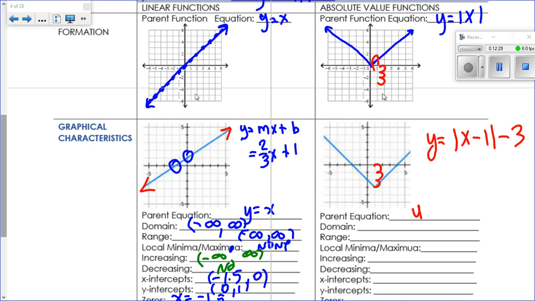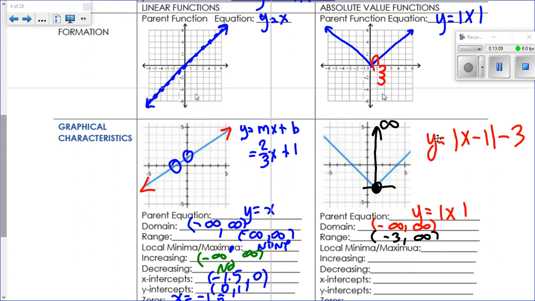So the parent equation of absolute values is y equals the absolute value of x. The domain is always negative infinity to positive infinity when it's in that form. Now the range, you have to be cautious. Look at your most bottom point. Where does it bottom out? Right here. It starts here and it's filled in because the valley is continuous, and it continues upward no matter what towards positive infinity. So my range is negative 3 all the way up to infinity, forever and ever.